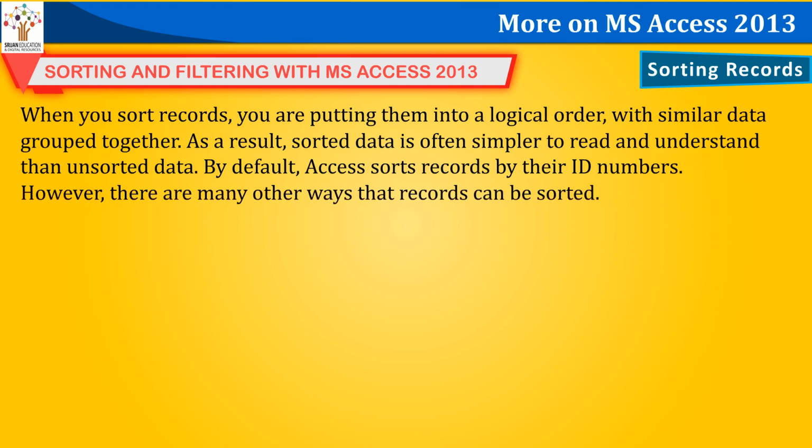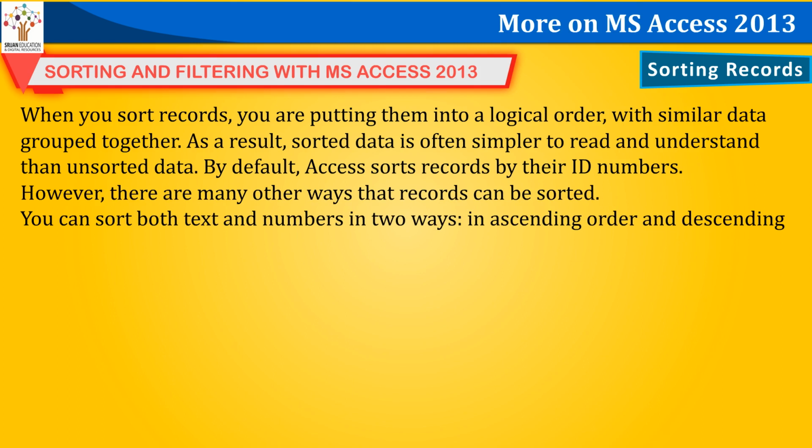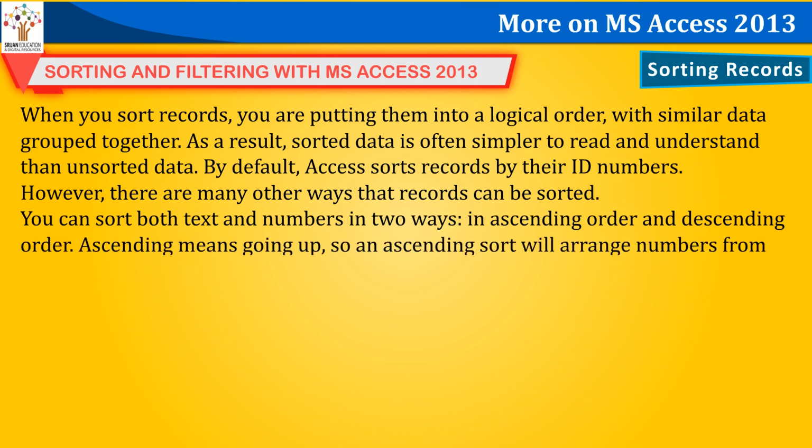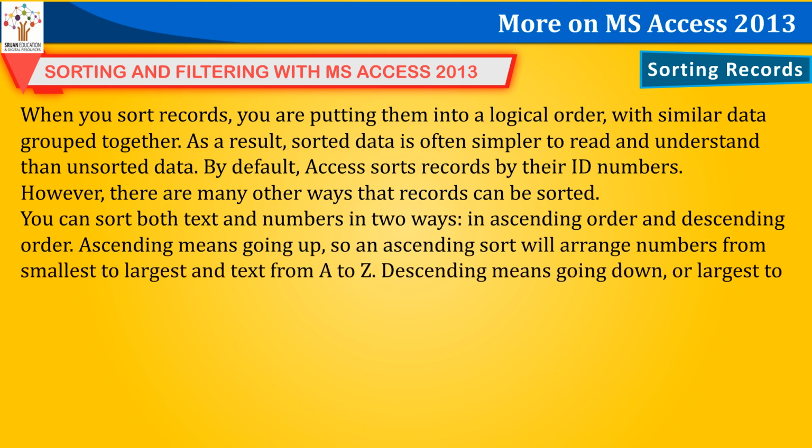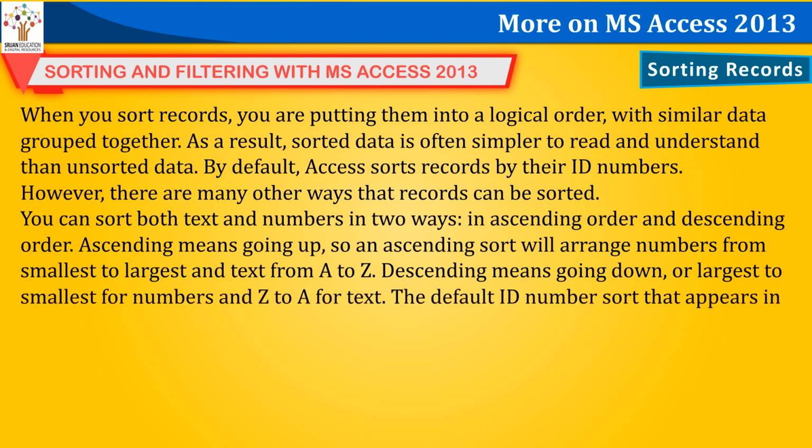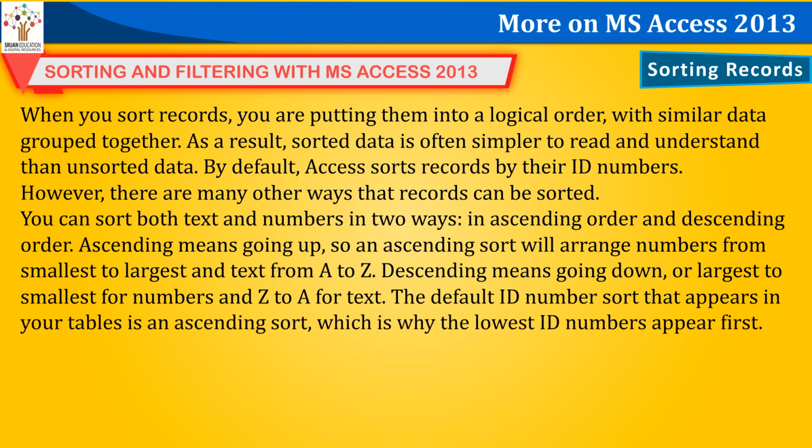However, there are many other ways that records can be sorted. You can sort both text and numbers in two ways, in ascending order and descending order. Ascending means going up, so an ascending sort will arrange numbers from smallest to largest and text from A to Z. Descending means going down, or largest to smallest for numbers and Z to A for text. The default ID number sort that appears in your tables is an ascending sort, which is why the lowest ID numbers appear first.